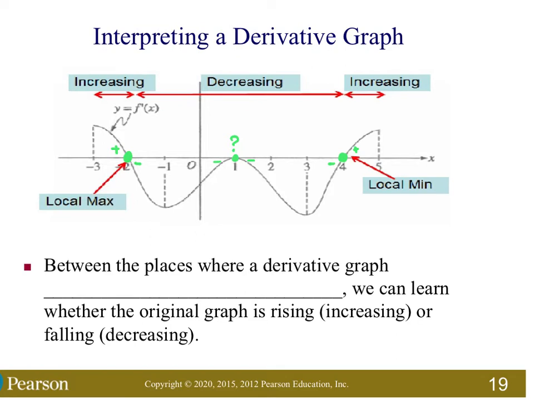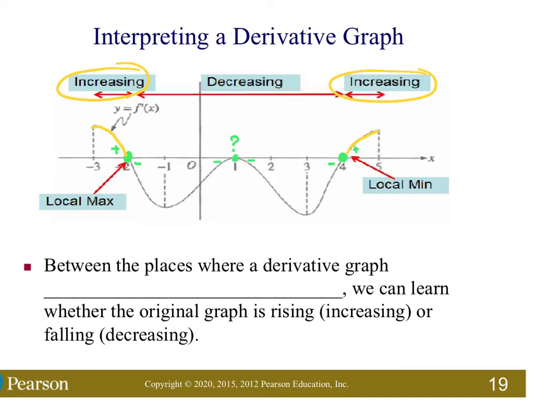So you might see that, but it has to be something that changes from one to the other. So this plus section right here means the original function was increasing up to that point. And this plus section right here also means the original graph is increasing at that point.